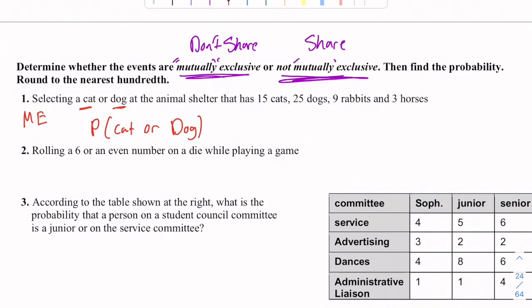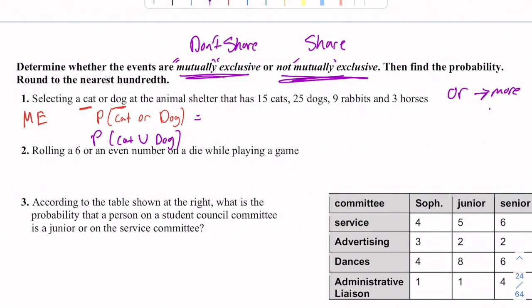Side note, this symbol, you can use it interchangeably. You could have written it like that, or you could have written it with the U, right? The probability of cat or dog, right? Just math notation, that's all it is. So remember, or is more, okay? Or means more. When we talk about more, it is addition.